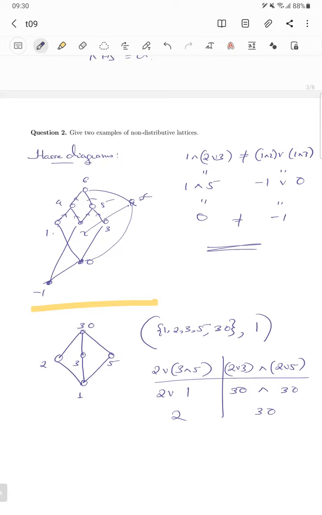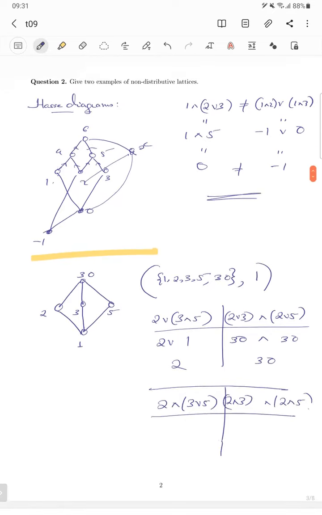Yeah. Okay. By the way, here I think it does not even distribute the other way, but let me confirm before committing. Let me compare this with 2 and 5. What is 3 or 5 is again 30. 2 and 30 is 2. 2 meet 3 is 1. Sorry, here I'm making some mistake for sure. This is an OR. Yeah. 1 join 1, which is 1. Yeah, here also you see the distributivity is lost.